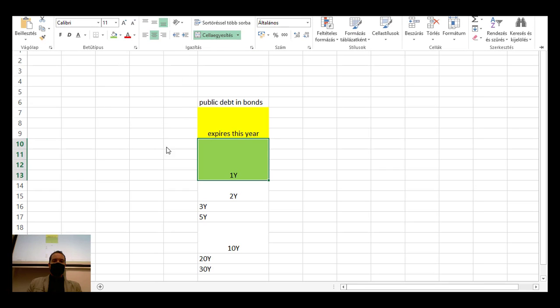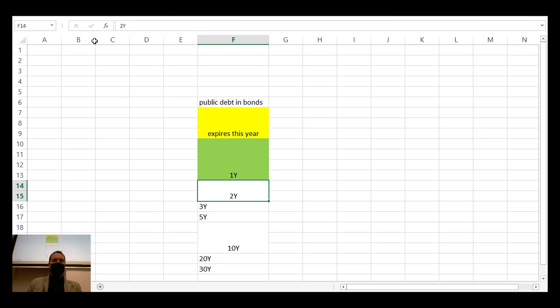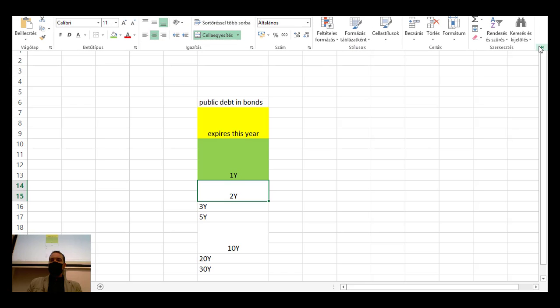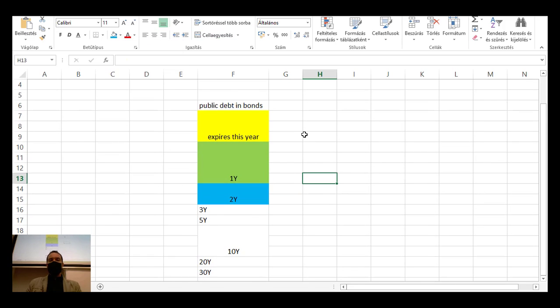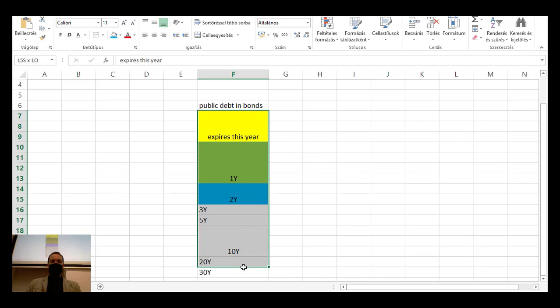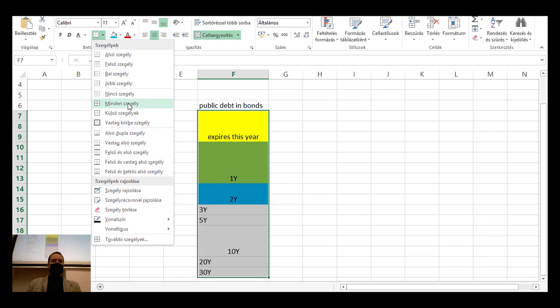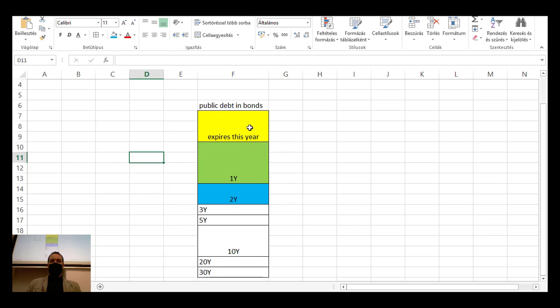And let's give some colors for that, because coloring is a nice thing. So actually, why is this significant for us? Because it's way easier to manage such a scattered public debt: okay, this expires, then we are issuing the same amount of government bonds this year, and then we can maintain this.